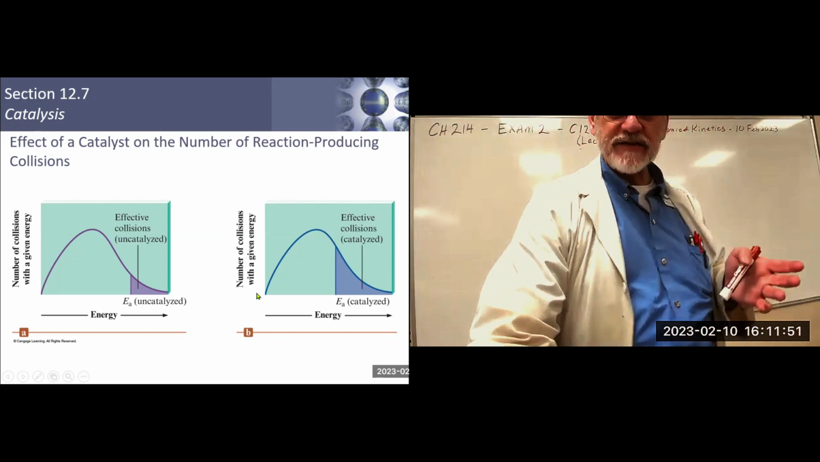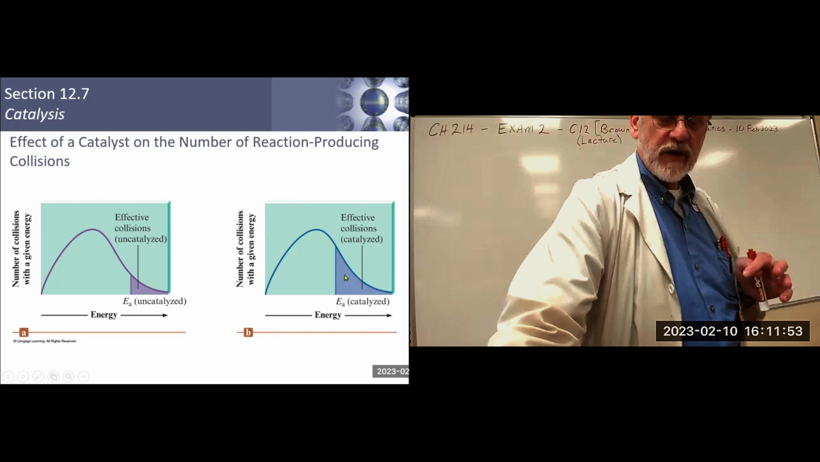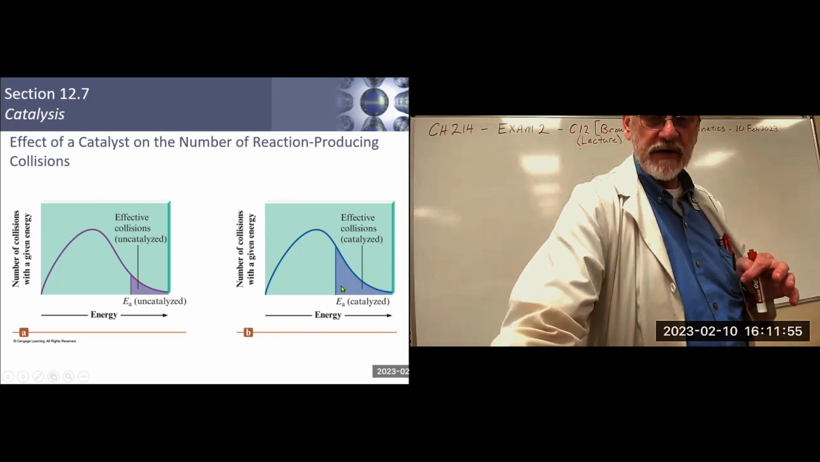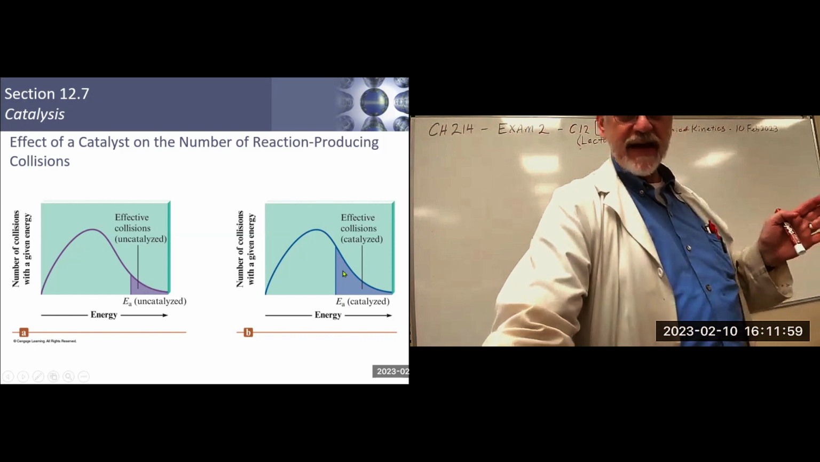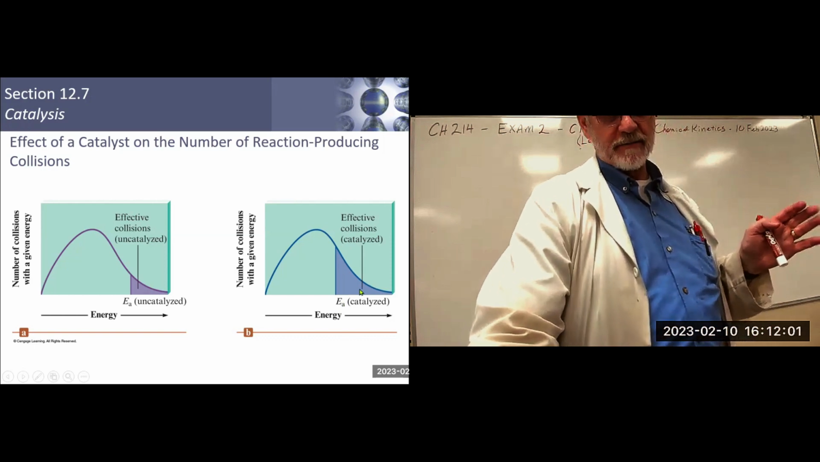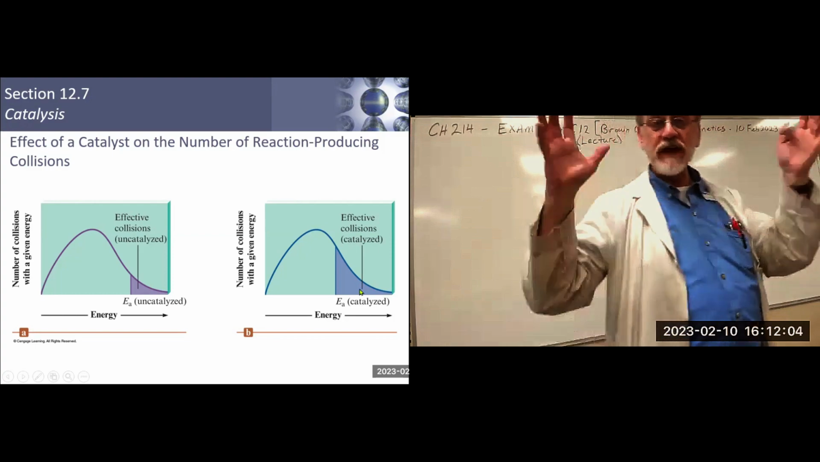If we introduce a catalyst, now the number of collisions that produce a reaction has increased because we take the activation energy and move it to the left, and that encompasses more collisions. So the reaction rate increases.